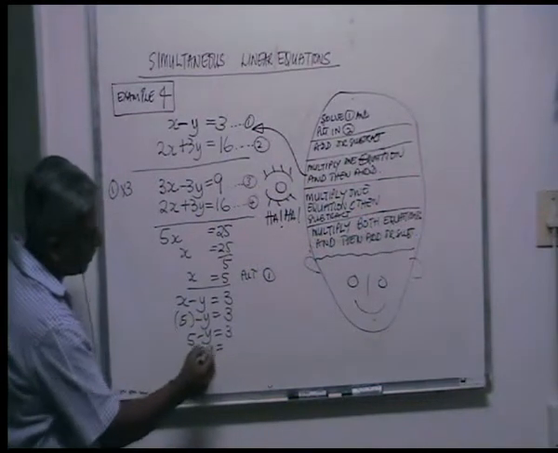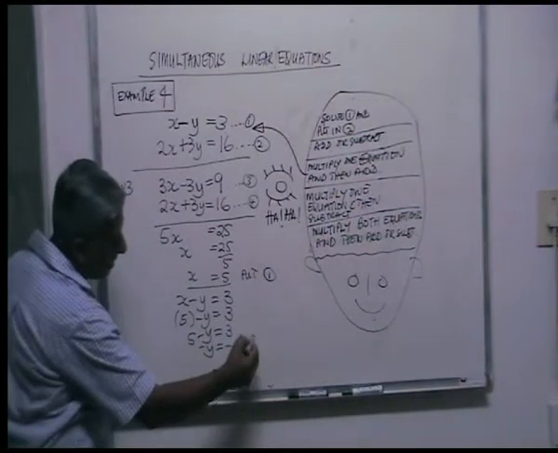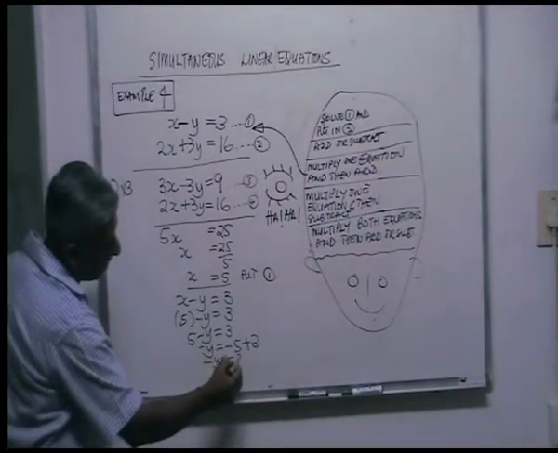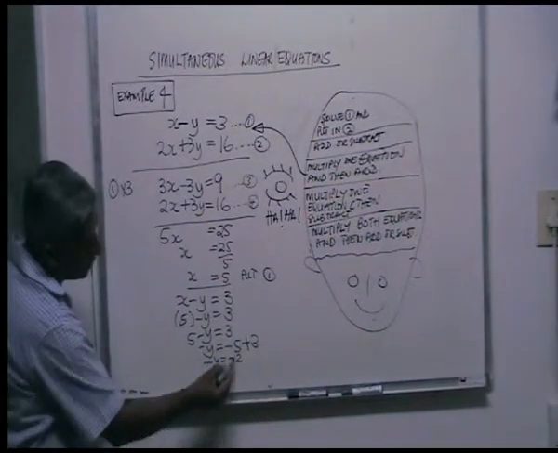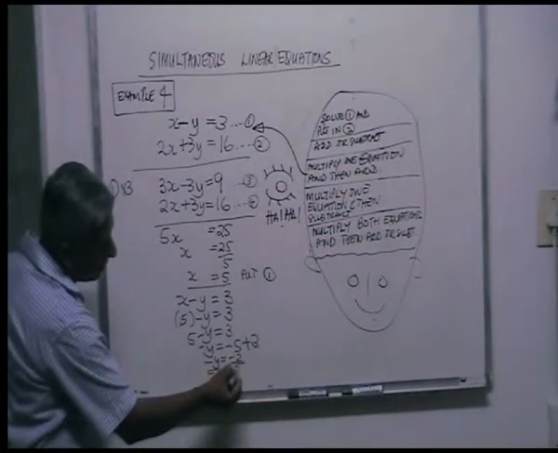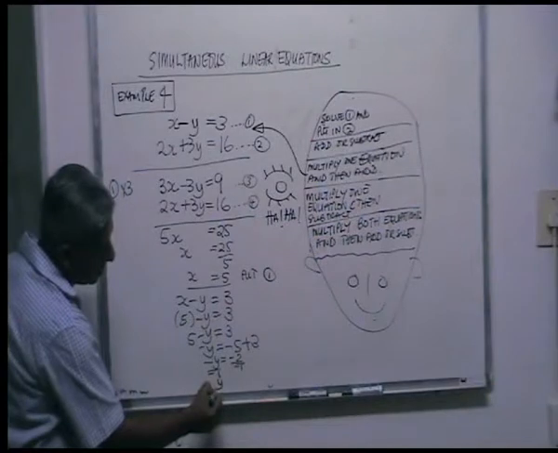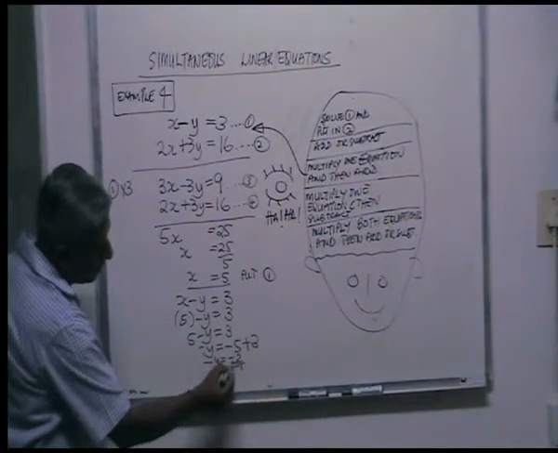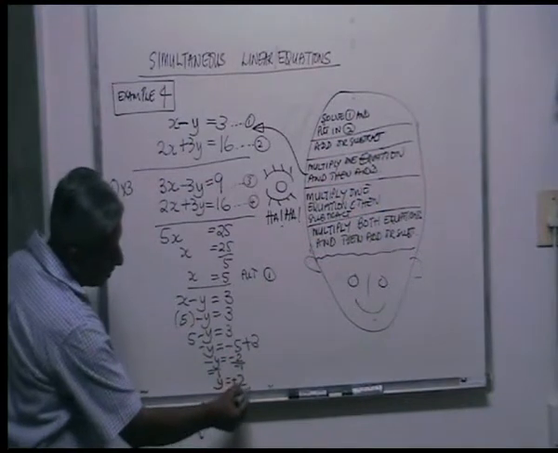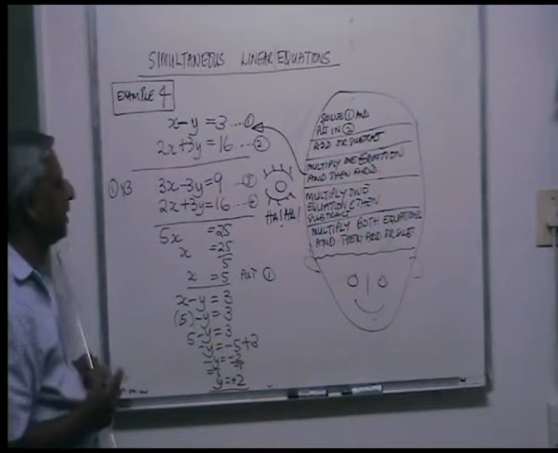Minus y is equal to, take the 5 onto that side, minus 5. Bring down the 3. Minus y is equal to minus 2. Now, minus y, so you're going to divide both sides by minus 1. Minus divided by minus gives you plus. You end up with y is equal to 2 over 1, which is 2. So your final answer is y is equal to 2.